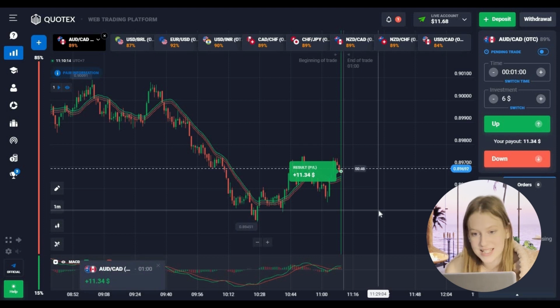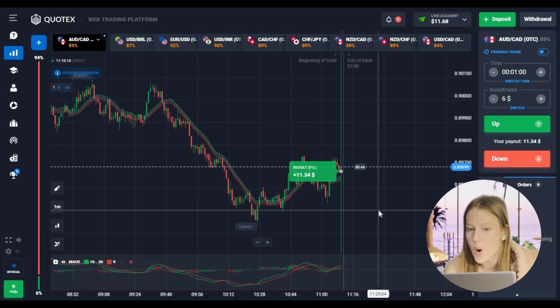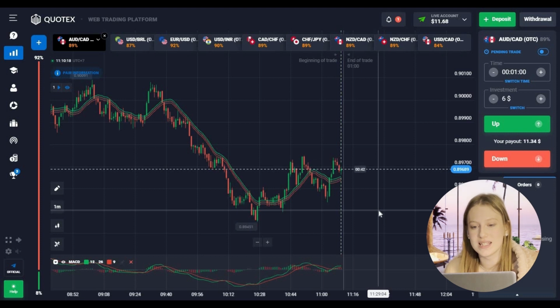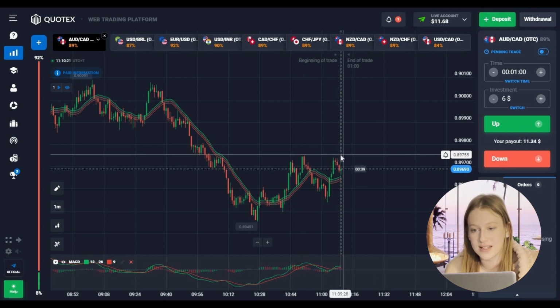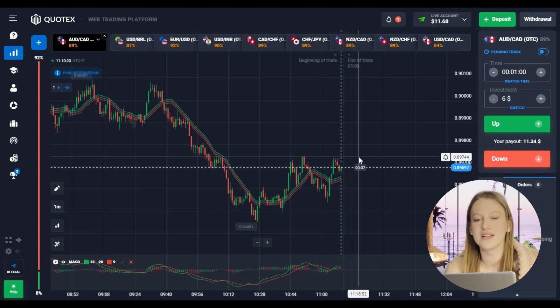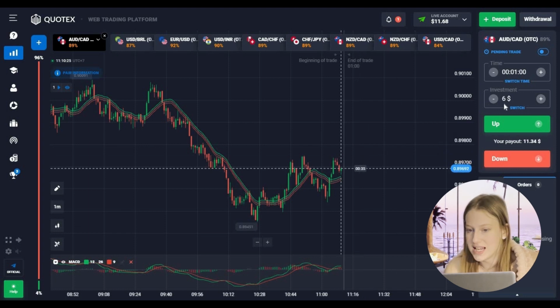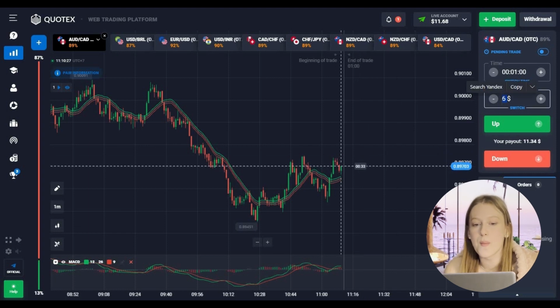Yes guys, this is exactly what I was talking about. Opening a trade down was the right decision, especially in a downtrend. So we see that the price is constantly decreasing. This is an absolute bear market.